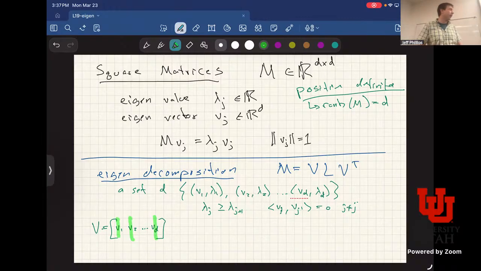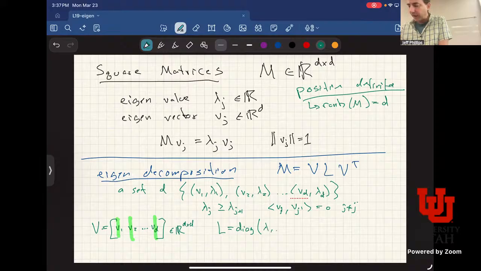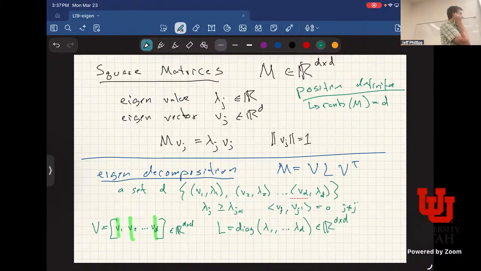Okay, so I'll take all the eigenvectors and put them in the columns. This will be a matrix in R D by D. All the eigenvectors are unit vectors, and they're orthogonal, so it's going to be an orthogonal matrix. And then L is going to be a diagonal matrix filled with lambda 1 up to lambda D. This will also be in R D by D. Okay, so this is the eigen decomposition.